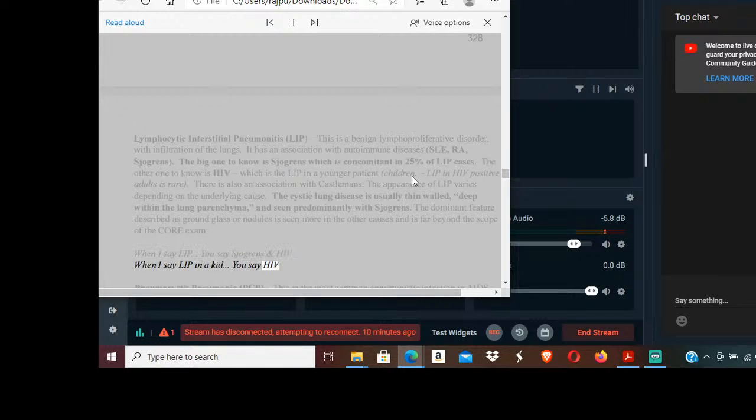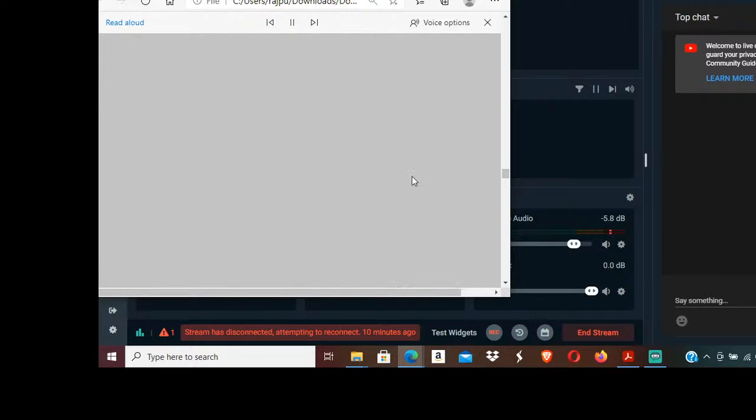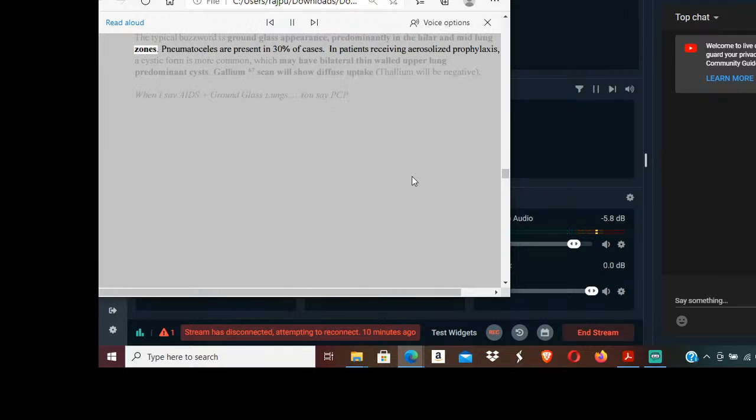You say HIV. Pneumocystis pneumonia, PCP, this is the most common opportunistic infection in AIDS. The typical buzzword is ground glass appearance, predominantly in the hilar and mid-lung zones. Pneumatoceles are present in 30% of cases. In patients receiving aerosolized prophylaxis, a cystic form is more common, which may have bilateral thin-walled upper lung predominant cysts. Gallium-67 scan will show diffuse uptake, thallium will be negative. When I say AIDS and ground glass lungs, you say PCP.